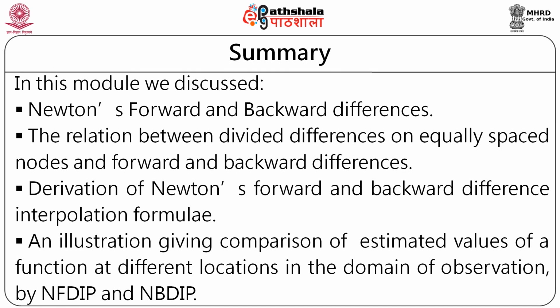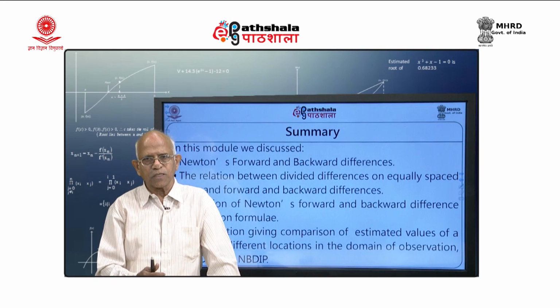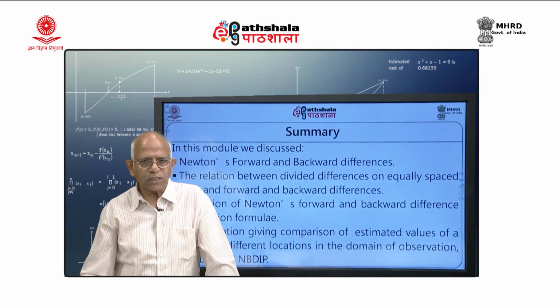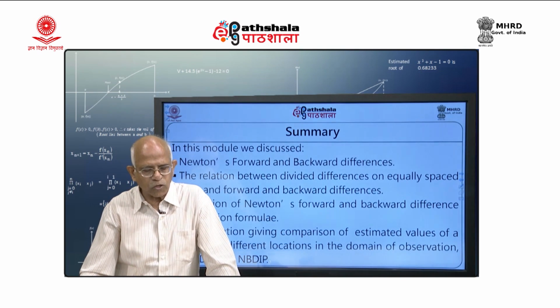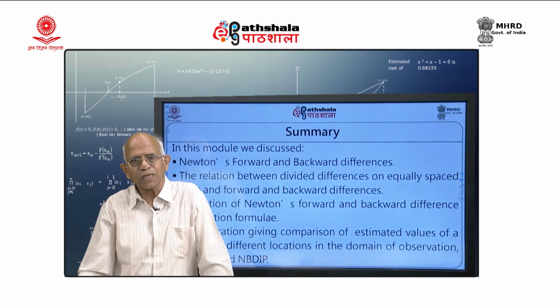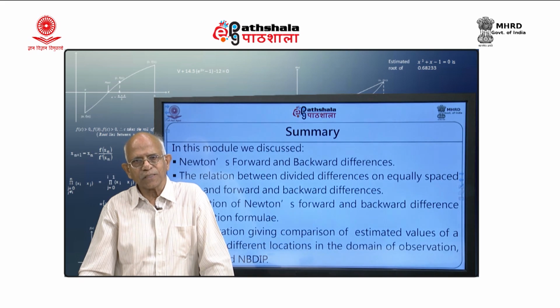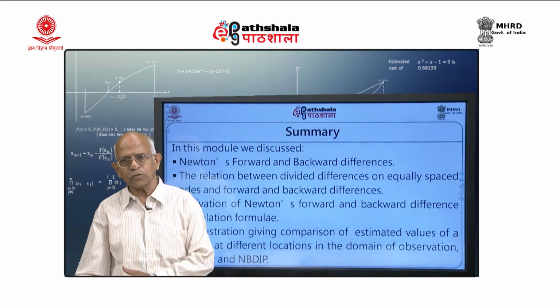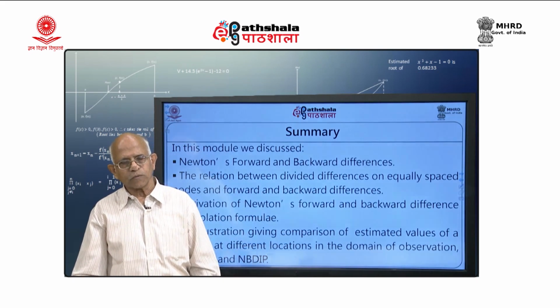So, in summary, we can see that in this module we have discussed Newton's forward difference and backward differences. Then we have discussed the relation between the divided differences and equally spaced differences, the relationship between Newton's divided difference and forward difference, and Newton's divided difference and backward difference. Then we found the backward difference interpolation formula and forward difference interpolation formula, and in the illustration we have compared the estimates obtained by these two interpolating polynomials, how they compare with the actual function value and how they compare with each other. So, this is what we have done.